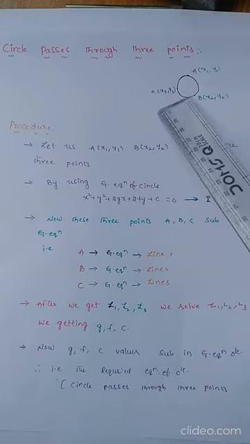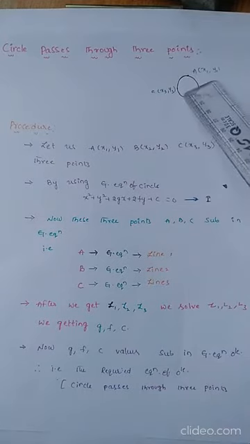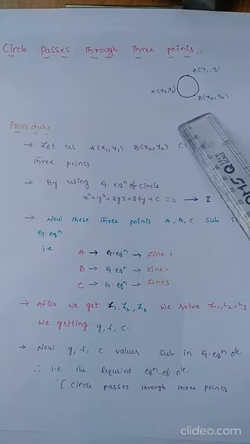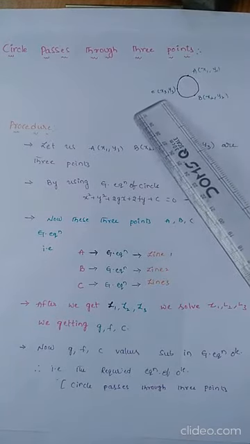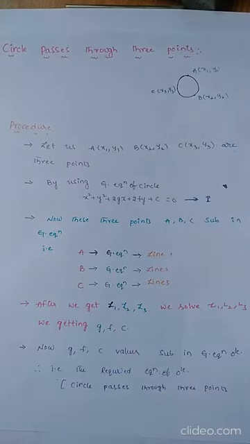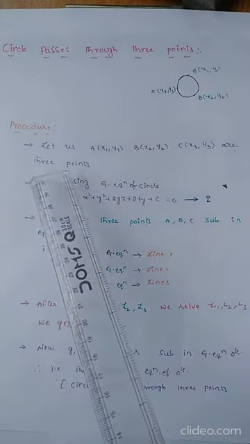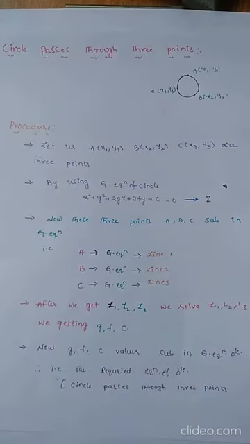Now if I draw the circle, with the points A(x1, y1), B(x2, y2) and C(x3, y3), using these 3 points, how do we find the equation of the circle? Let us see the procedure. Let us take the points A(x1, y1), B(x2, y2) and C(x3, y3).